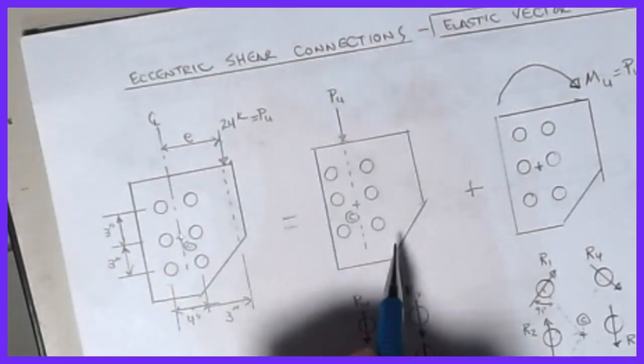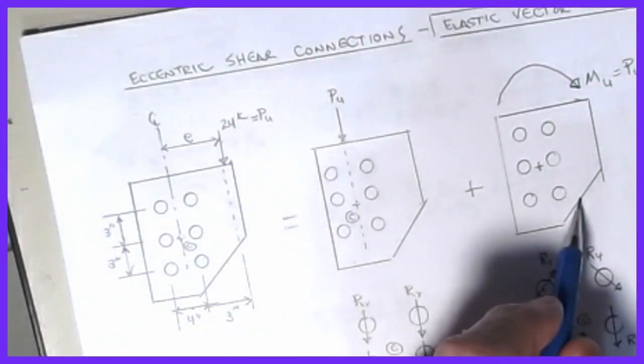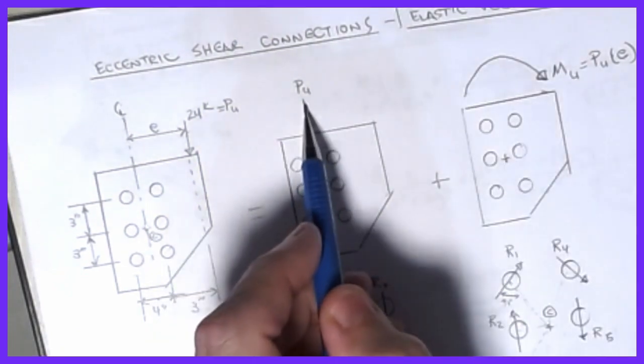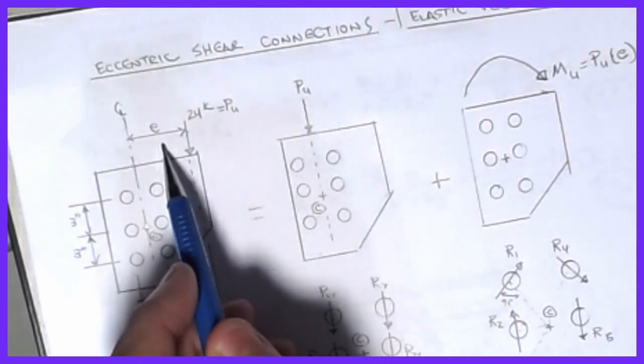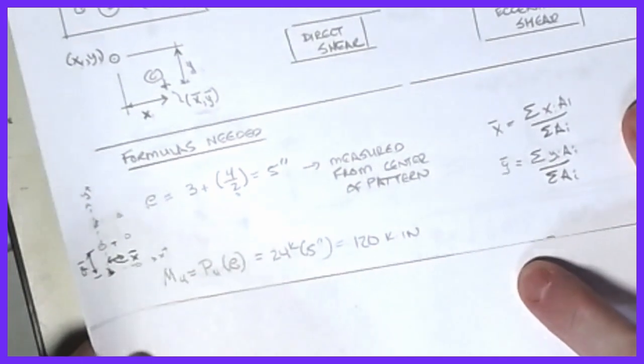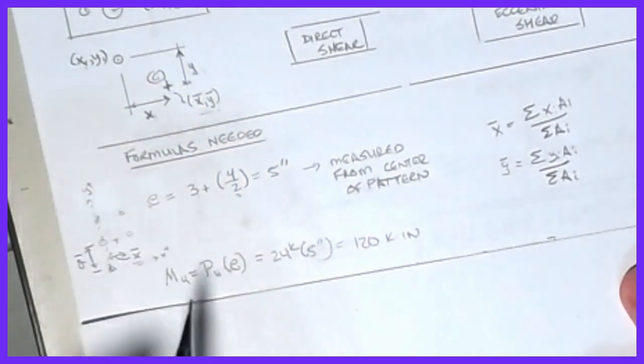You know, like I say, the direct shear case we knew how to handle. It was this guy that was different. So the moment that's created is equal to the load that I had, PU, multiplied by that eccentricity value that we just found. And that will give me a measure of the amount of the moment that has to be occurring on that second part of the problem. All right, and that's what we do.